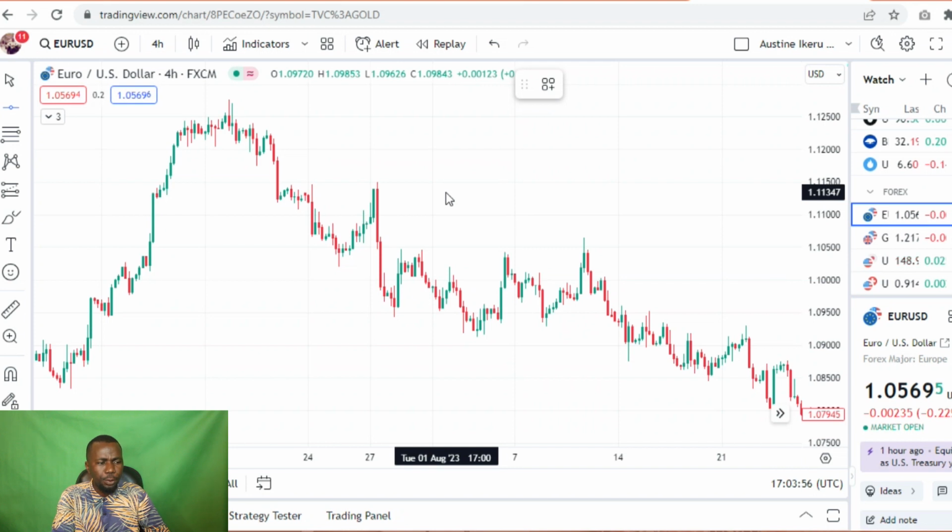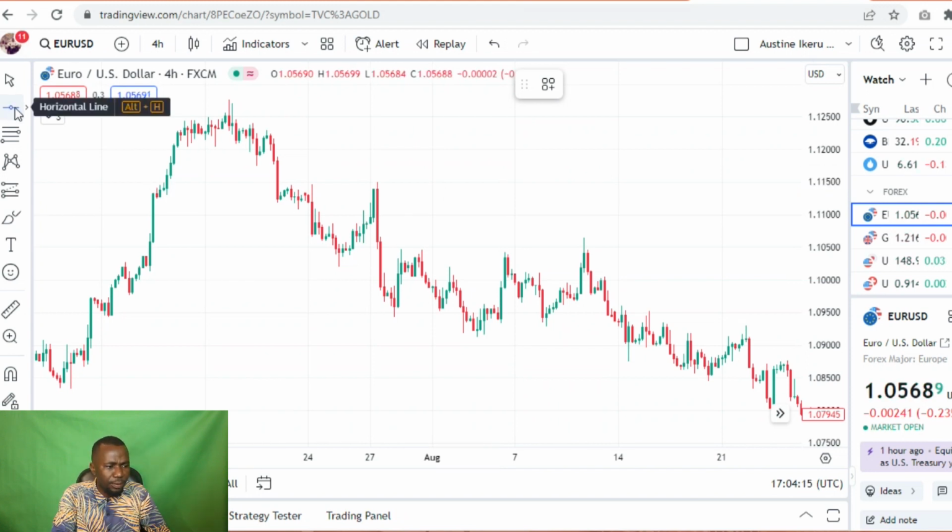So I'm trying to show you an example of how you can plot the support and resistance line in a live market. And if you see clearly, you can see that the market is in a downtrend and you are only meant to sell. Whenever the price is in a downtrend, you are only meant to sell. So where do you sell? At resistance level.